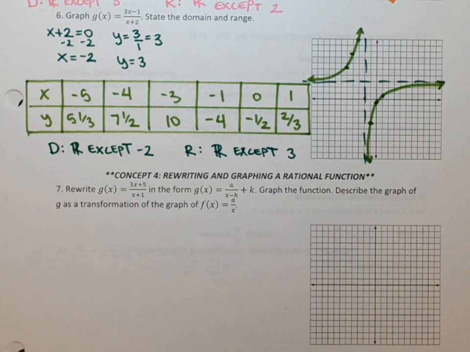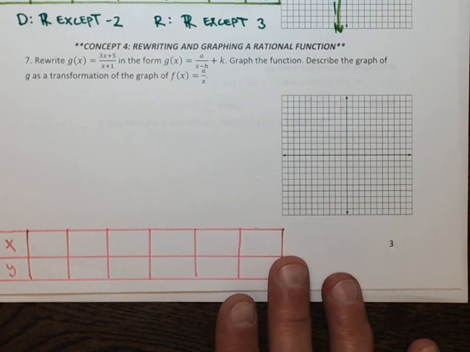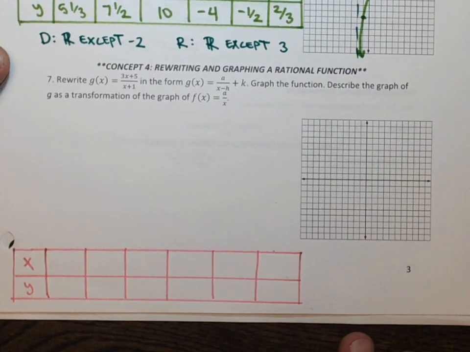And I'm going to move on down. Number 7, concept number 4. Here we go. Rewriting and graphing a rational function.